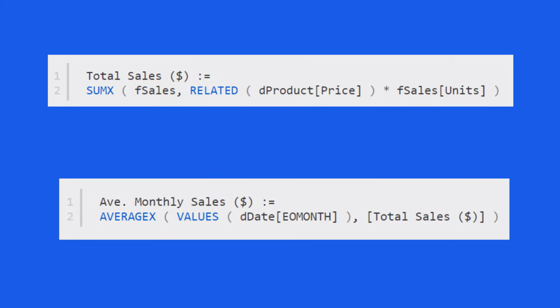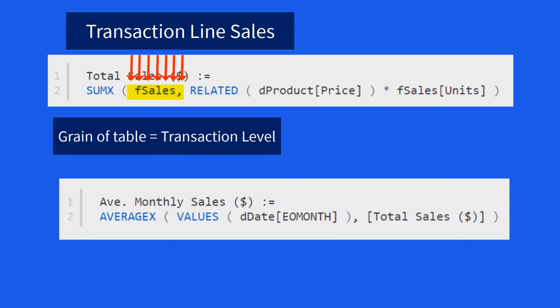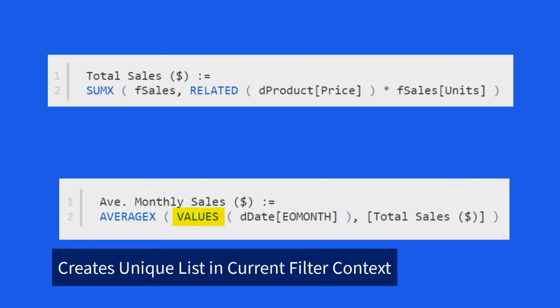Now remember what SUMX did. It took the formula and iterated over every row in the F Sales table to calculate the transaction or line sales, and then it added. When we get to AVERAGEX, there's an amazing DAX function called VALUES, and it generates a unique list in the current filter context.